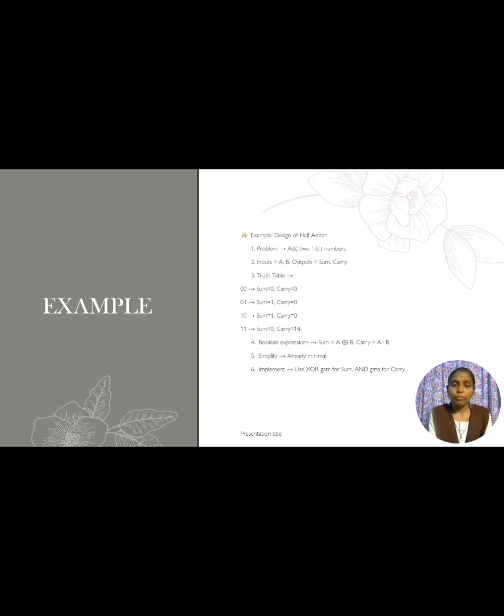Step 4, Boolean expressions: sum equals A XOR B, carry equals A AND B. Step 5, simplification: already it's minimal. And the sixth step, implementation: use an XOR gate for sum and an AND gate for carry.